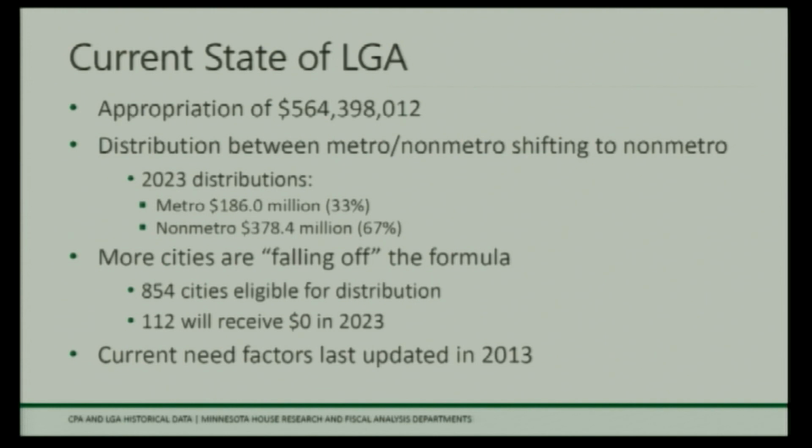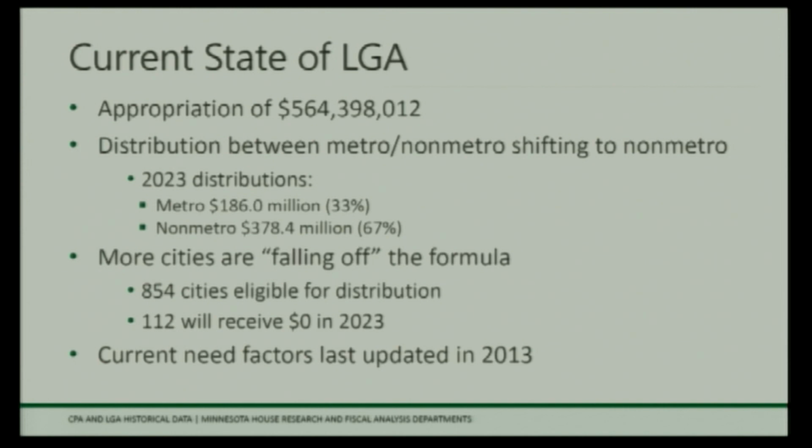So at that time, with the new formula developed in 2013, there was an effort made to get the distribution between greater Minnesota and metro cities to be about equal, so right around 50% to the metro area cities and 50% to the greater Minnesota cities. You can see on the current slide that shift has happened again. Currently, about 2/3 of LGA goes to greater Minnesota cities and another 1/3 to metro cities.